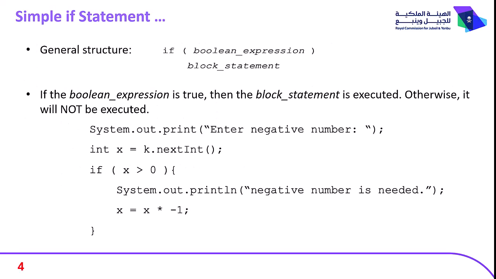Simple if statement. The simplest form is the if statement. If the Boolean expression evaluates to true, the block statement is executed. If it is false, the code is simply skipped. For example, if we ask a user for a negative number but they enter a positive one, we can use an if statement to detect this, print a warning, and then multiply the value by -1 to correct it.